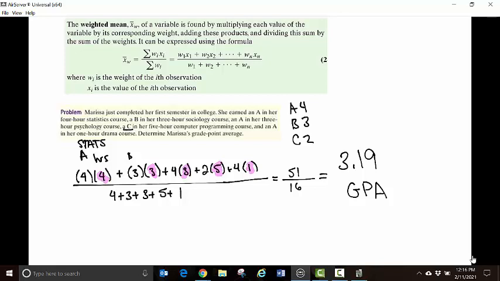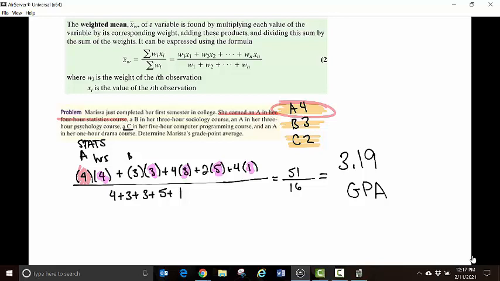And this is exactly how we do yours. If you look at your report card that we mail home, it's in the bottom corner. We're going to say an A is worth 4 GPA points, a B is 3, a C is 2. All right, so for her, she got an A in her 4-hour stats course. This A comes from that she got an A for the stats course.